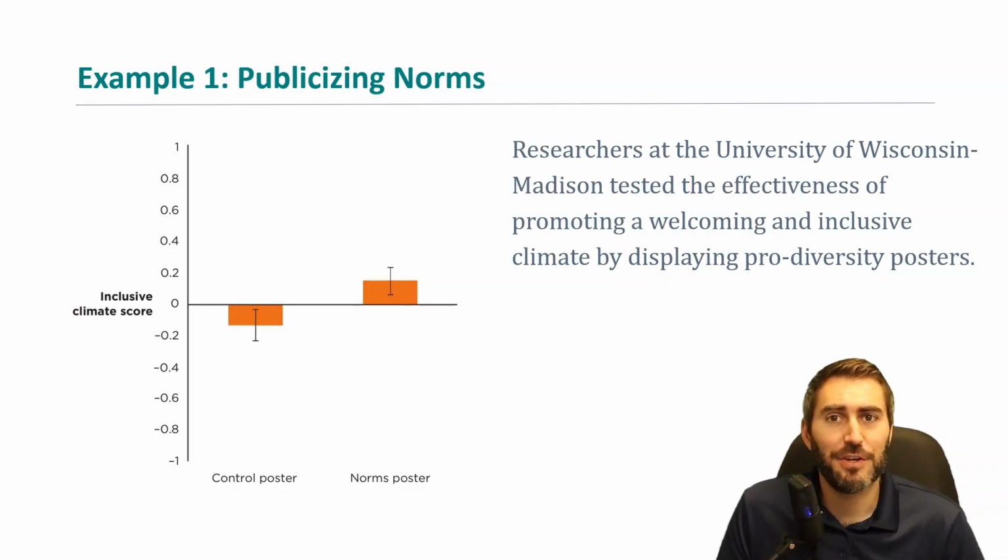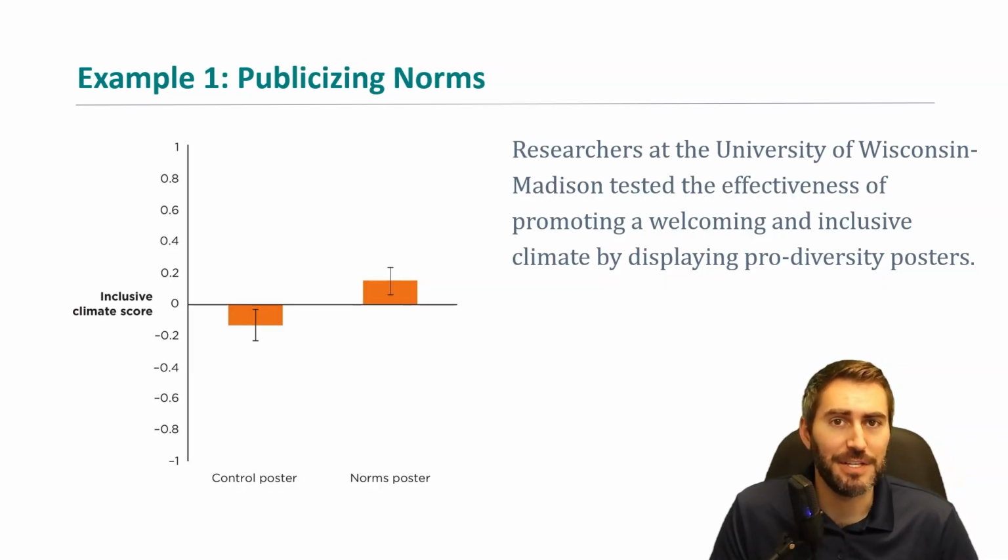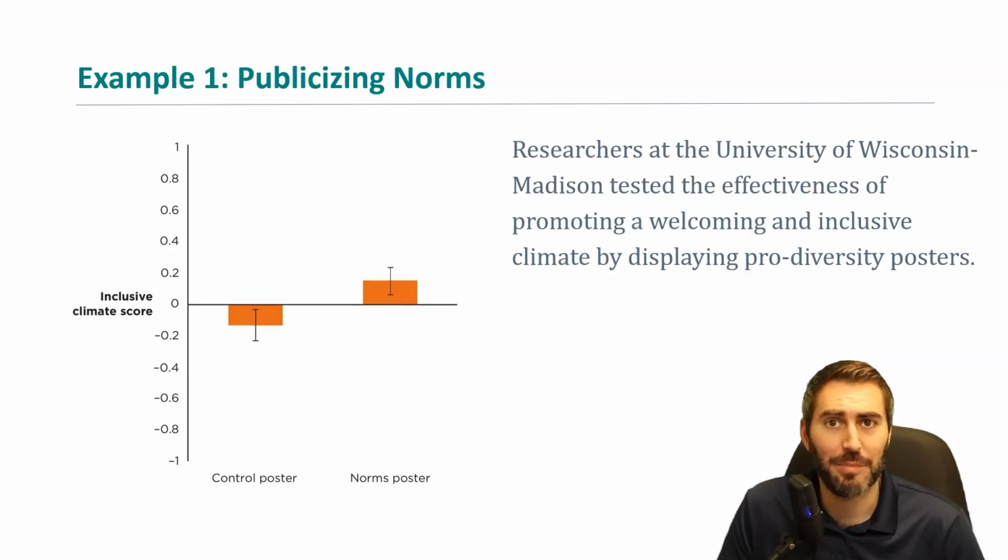Researchers at the University of Wisconsin-Madison wanted to test the effectiveness of promoting a welcoming and inclusive climate just by changing the visible social norms around campus. They put up pro-diversity posters around campus, which publicized the message that the vast majority of students embrace diversity. They set up an experiment where some areas displayed these norms posted, while other areas displayed control posters, like the CDC flu vaccine poster that was on the previous slide.